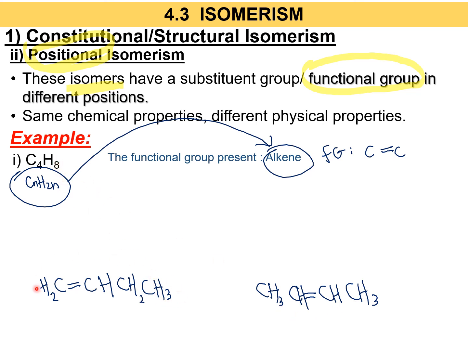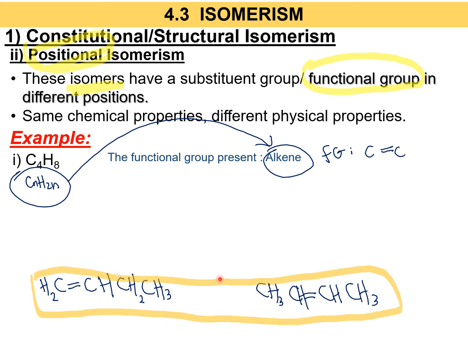Okay, so kat sini you boleh nampak I already built 2 different structural formulas with the same molecular formula C4H8. Tetapi yang boleh nampak perubahan ni ialah perubahan kedudukan functional group. Kat sini mula letak functional group kat carbon number first. This one letak kat carbon number second. So that means these two different structural formula ni adalah isomers.